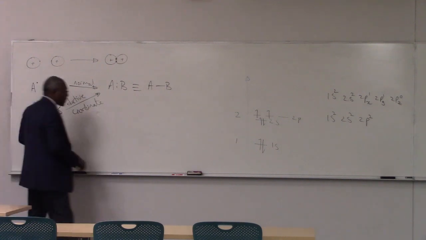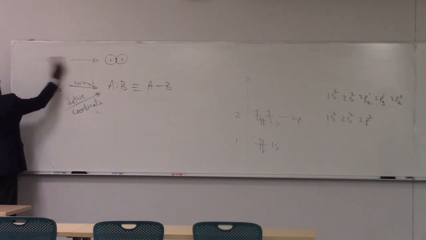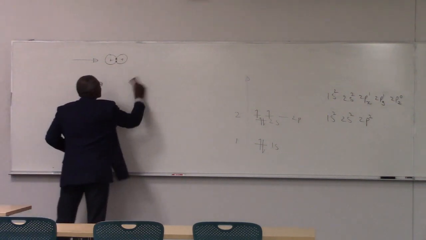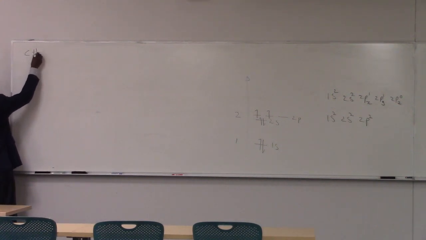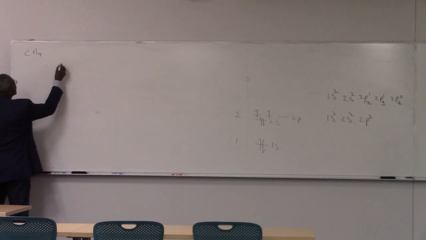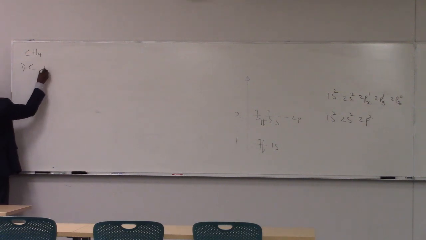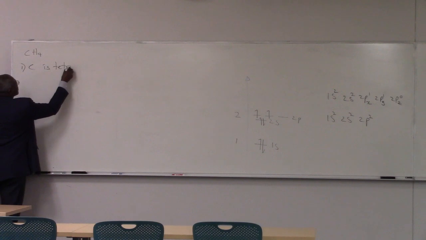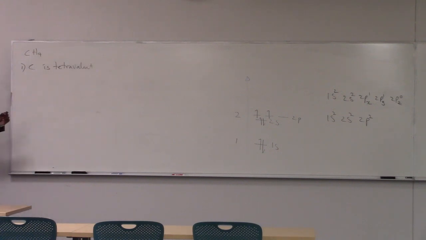So on to carbon. We are going to examine initially the simplest hydrocarbon, which is methane, which has the molecular formula CH4. If I were to examine methane, what I would find is that the methane molecule has certain features. One, the carbon is tetravalent. So clearly the carbon is forming 4 bonds to H.